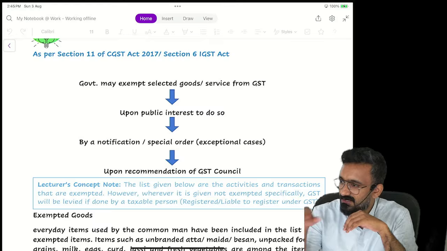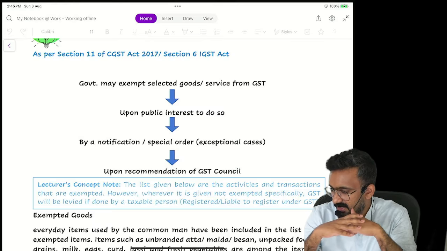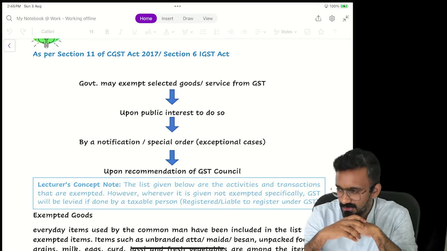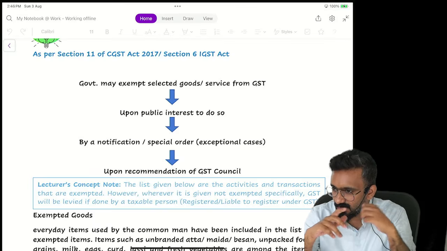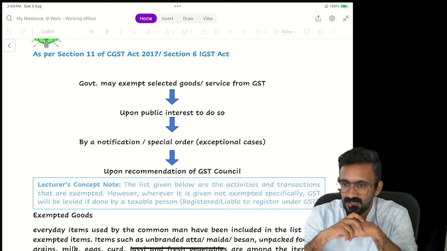So long term items go under negative list, not even a supply. Short term items go under exemption. For the time being it's not taxed, but tomorrow I can always bring GST onto this item. Are you guys understanding the difference?